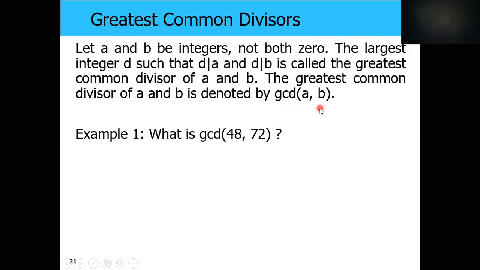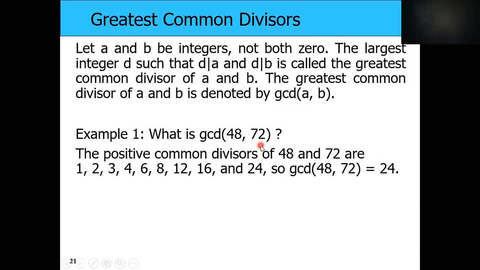So if you look over here, the GCD of 48 and 72: the positive common divisors of 48 and 72 are these. The greatest of all these in both is 24. So GCD of 48 and 72 is 24.